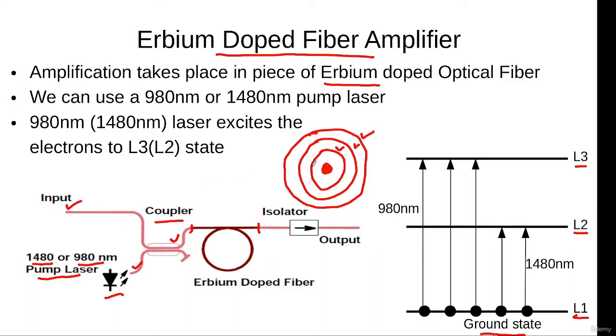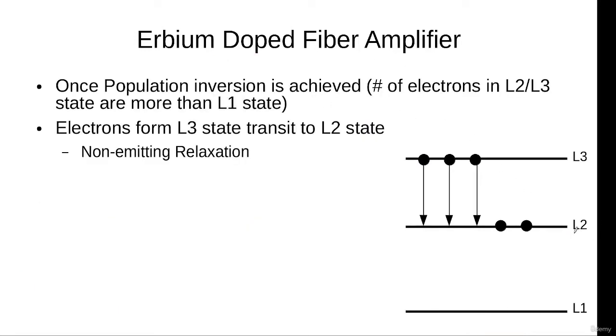Now as the pump laser passes through the erbium atoms, it is absorbed by them, and the erbium atoms are excited. The 980 nanometer pump laser has more energy, so when it is absorbed, these electrons get excited and they move to the L3 state. While if we are using the 1480 nanometer laser, then when this laser is absorbed by the electrons, they get excited, but since this laser has less energy, they move to the L2 state. Once the majority of electrons have moved to either the L2 state or the L3 state, we can say that population inversion has been achieved.